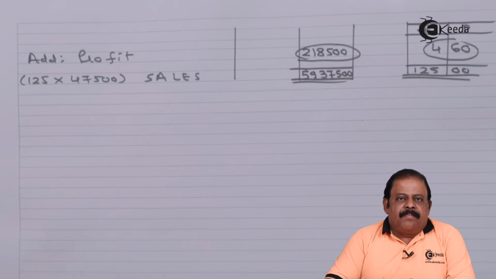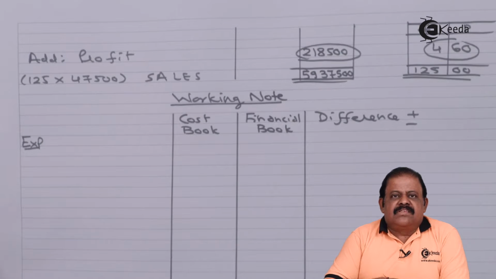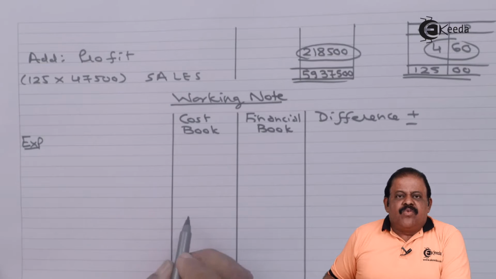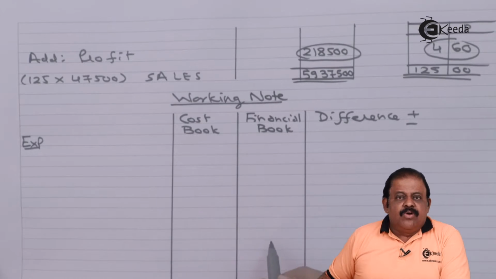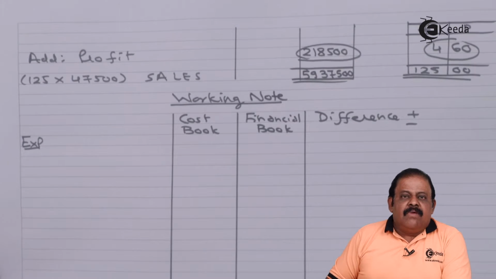So we are required to prepare a working note to find out the reasons for difference in profit as per cost book and loss as per financial book. Our profit reconciliation statement will start with cost book. Therefore, I have taken the first column as cost book values. In the second column, financial book values, and the third column is of difference to fix the sign, plus and minus.